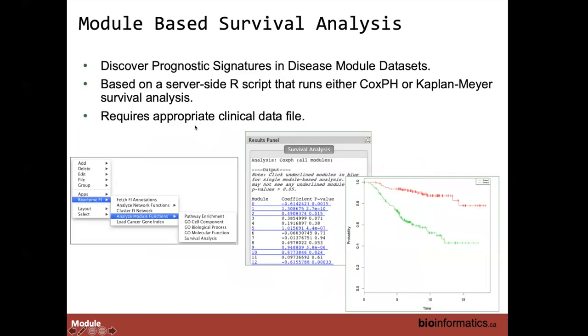And then finally, we have here module-based survival analysis. The goal here is to discover prognostic signatures in disease module data sets. The ReactMFI network app performs two analyses. There are two server-side R scripts, basically, that run Cox proportional hazards or Kaplan-Meier survival analysis. The outputs of that data are shown here. And in the lab, we'll actually run through an experimental data set, hopefully to generate the Kaplan-Meier model and predict a prognostic signature from an ovarian cancer data set.